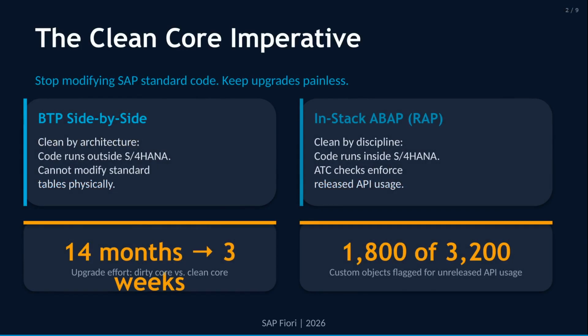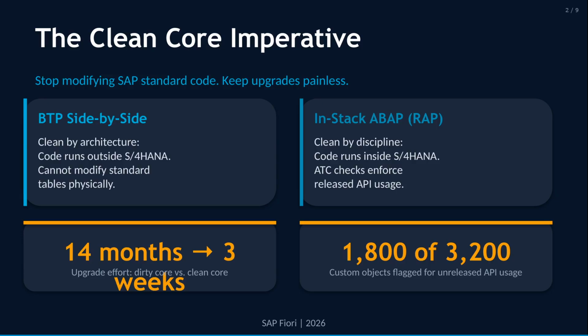Before we compare the two approaches, let us talk about why this decision matters more today than it did 5 years ago. SAP wants you to keep the core clean so that support packs, feature packs, and major upgrades can be applied without regression testing thousands of custom objects. Both BTP side-by-side extensions and in-stack ABAP extensions can be clean core compliant.